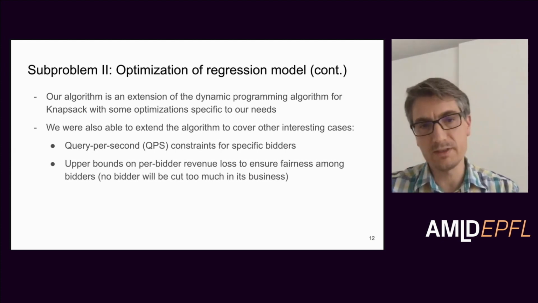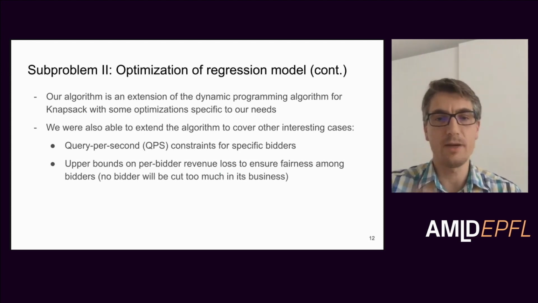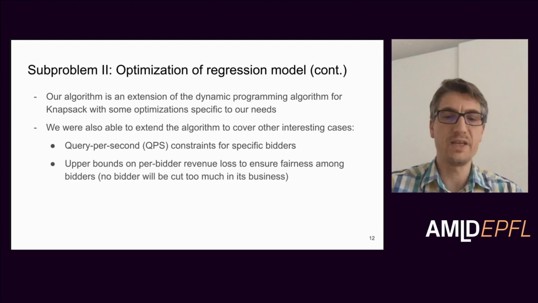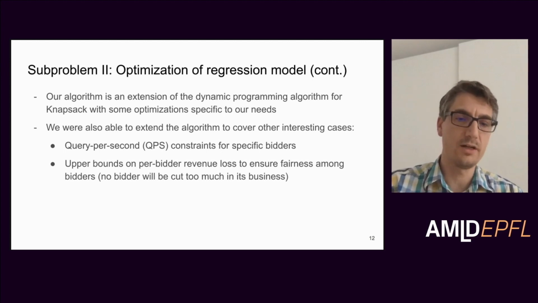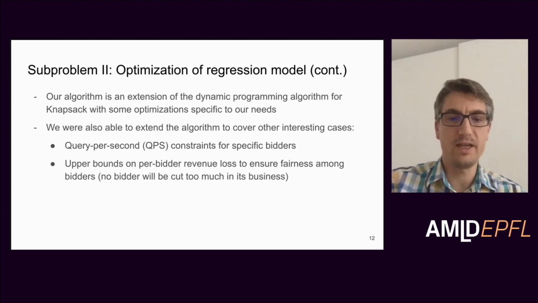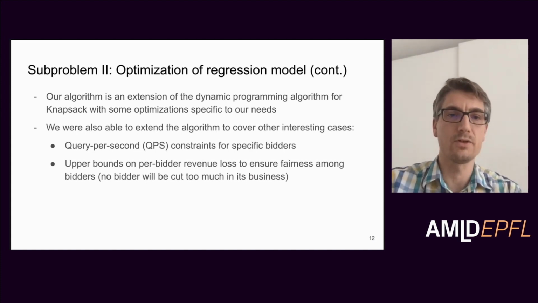And the other type of extension we did was to use upper bounds on the per-bidder revenue loss. For example, for the SSP, it may be considered a bad business decision to completely cut out bidders, because their revenue would be lost completely, and that's not nice. So we also added these kinds of constraints there.